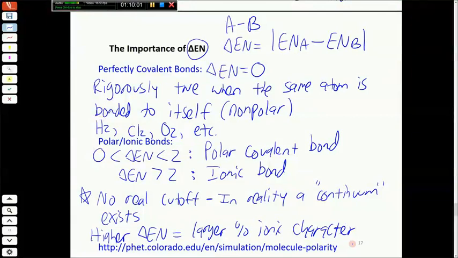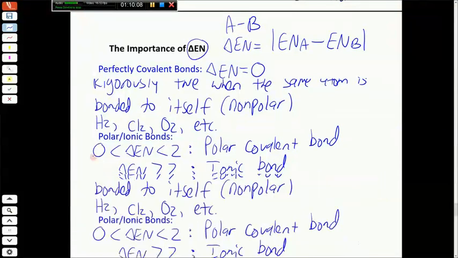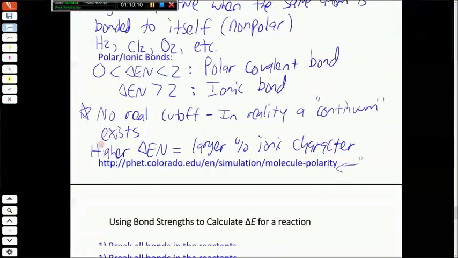And then there's this simulator here that I gave you the link to that I think is a good one to help us understand bond polarity. So I encourage you to check that out on your own time.